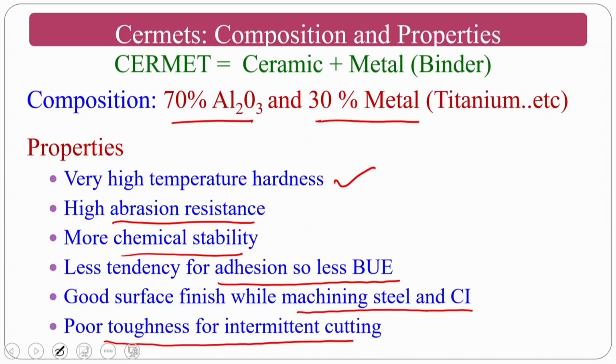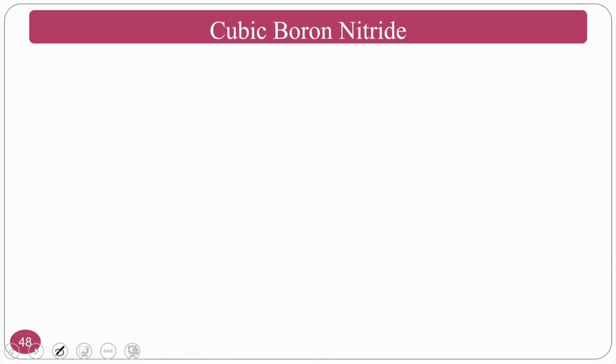The only problem with this one is that it has poor toughness. So, if I want to use it for intermittent cutting, it cannot be used. For intermittent cutting you need good toughness in the tool material. Okay. So, this is very good from the chemical point of view, because it has a dominating ceramic. Ceramic is a highly stable material.